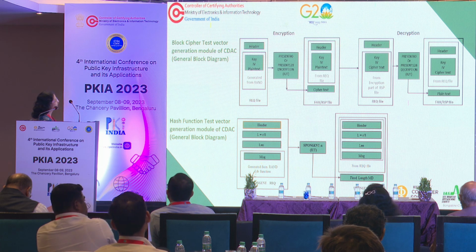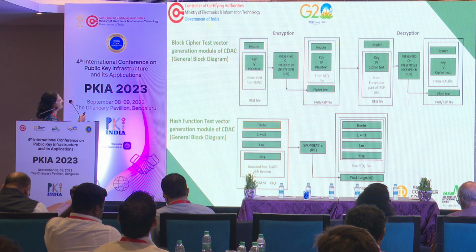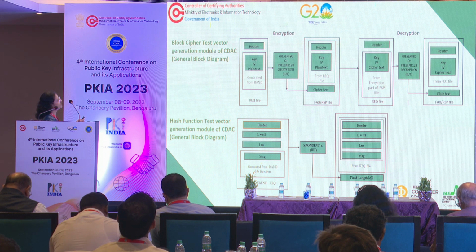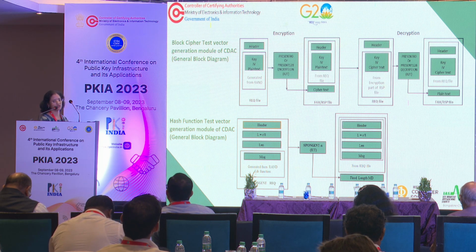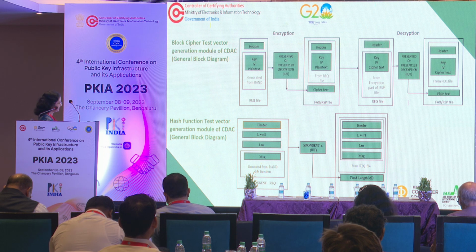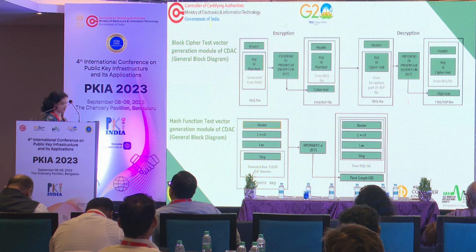This is a generic block diagram used in the test vector generation model. For the block cipher, we have request and response files, and the request file consists of both encryption and decryption parts in a single file. This is a generic block diagram used for the hash function. It consists of a header, message length, and the message in the request file, and the response file consists of the header, length of the message, and the message along with the message digest.